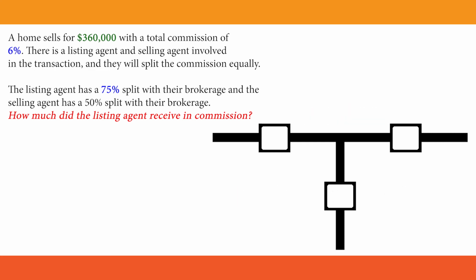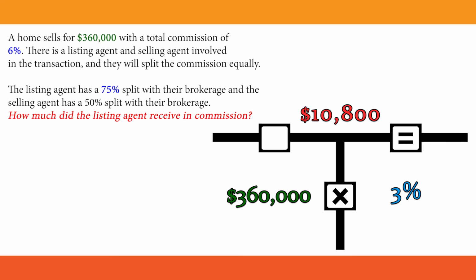Alternatively, you may find the listing agent's split and multiply the total sales to find the same result. $360,000 multiplied by 3% equals $10,800 for listing side commission.